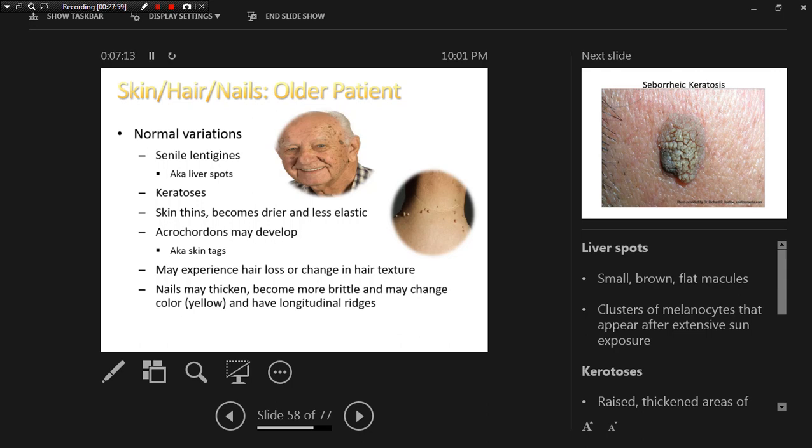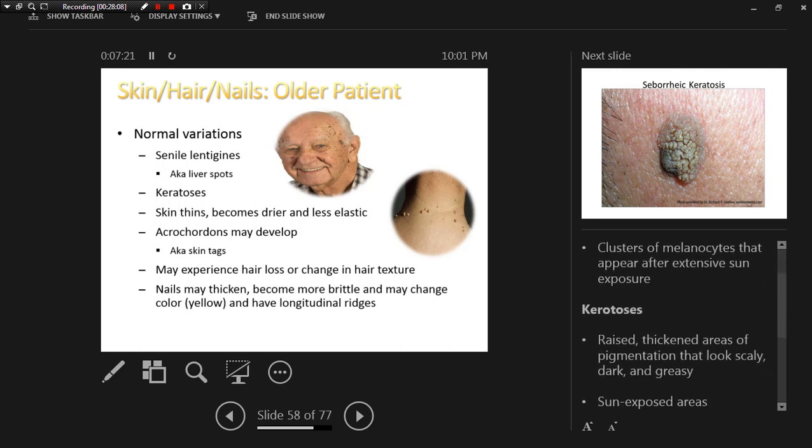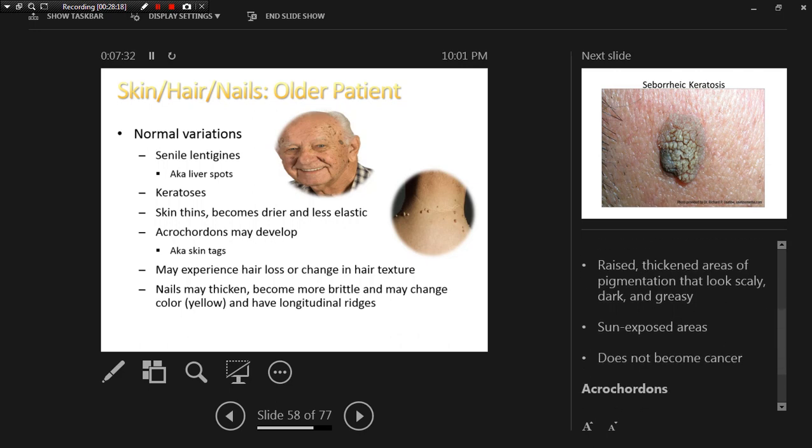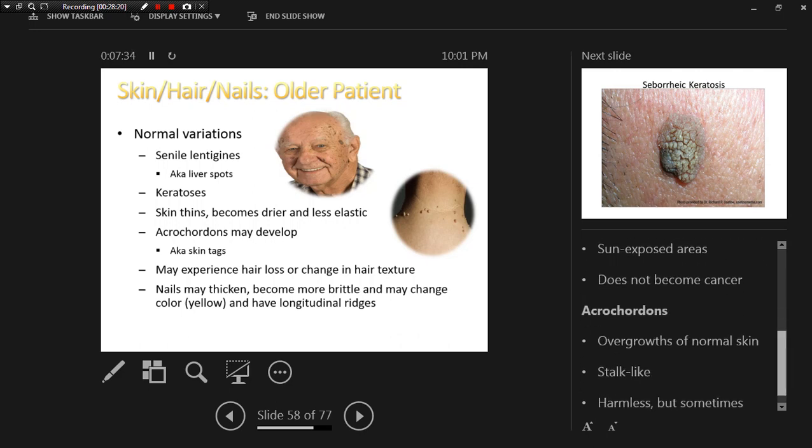And so keratoses, these are a little bit different. They're also related to the exposure of sun and sun-exposed areas, but they tend to look a little bit more unsightly than the lentigines. They're a little bit more scaly and kind of clumped together, and sometimes they look white or greasy. And again, doesn't increase the patient's risk for developing cancer.